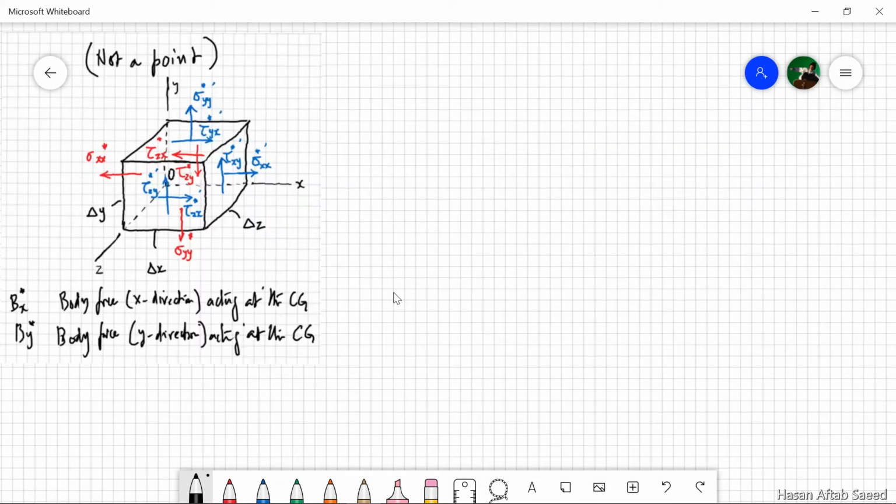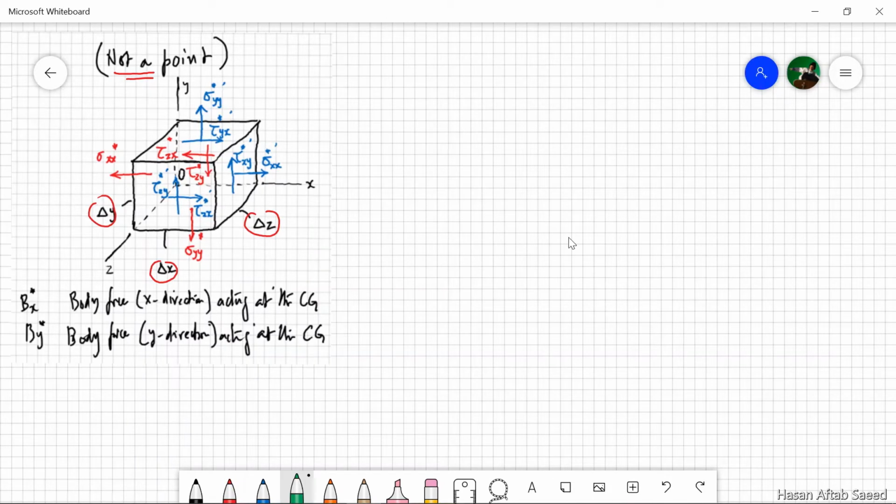Let us start with a cube of finite dimensions, delta x, delta y, and delta z. Note that this is not yet a point, although we will soon ensure that it converges to one. We are going to use the equilibrium moment equation about line OZ, this line. That is why only stress components that will contribute to this moment have been shown to avoid clutter.